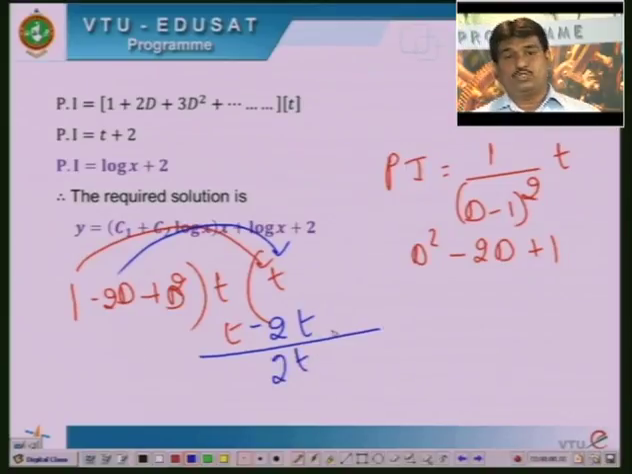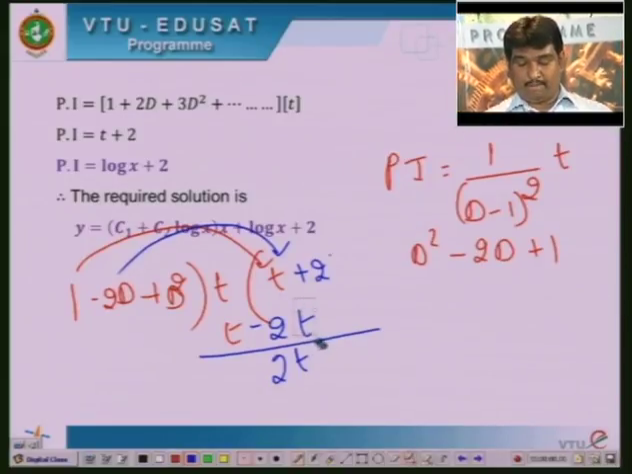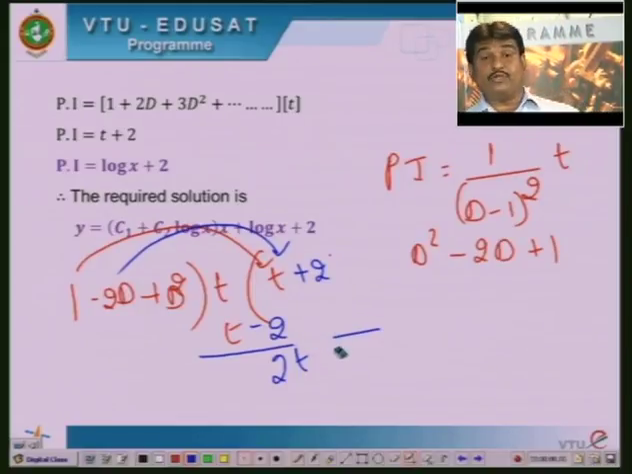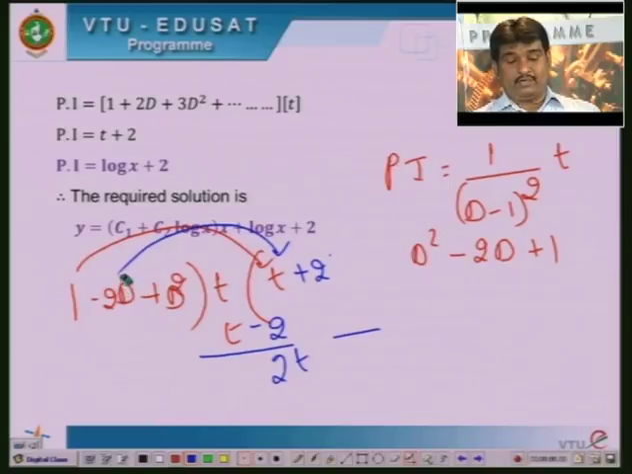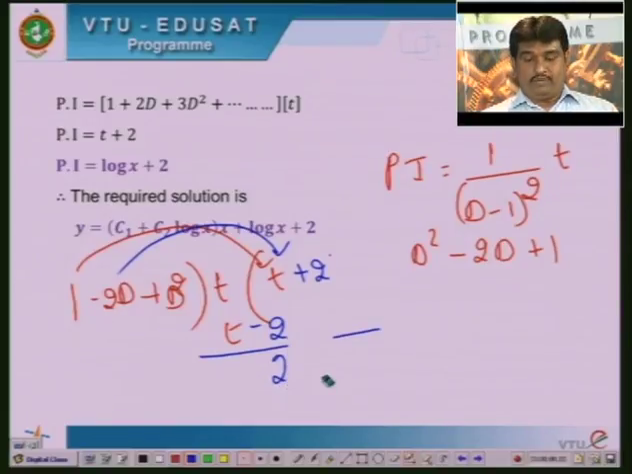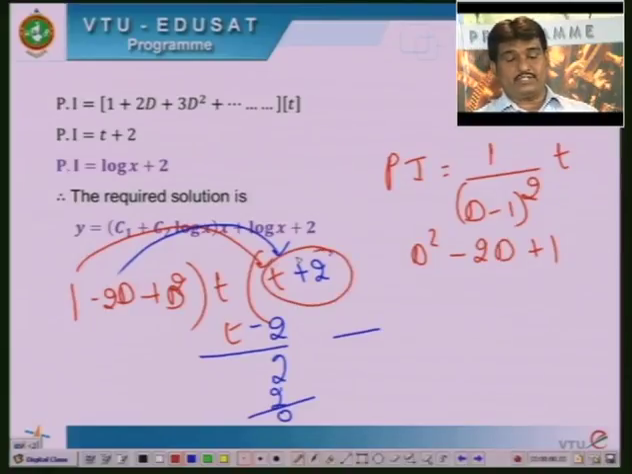Next step, 2t divided by 1 is 2t. Sorry, this is not 2t, it is only 2, because derivative of t is 1, so it is only 2, minus 2 into derivative of t. There is no t here, this is only 2. So 2 by 1 is 2, so I will get 2 here, this is 0. So this t plus 2 is my PI, which is same as this one.